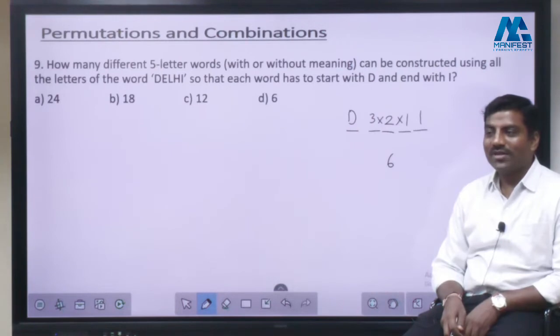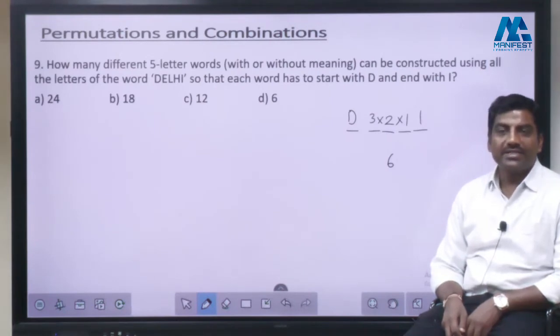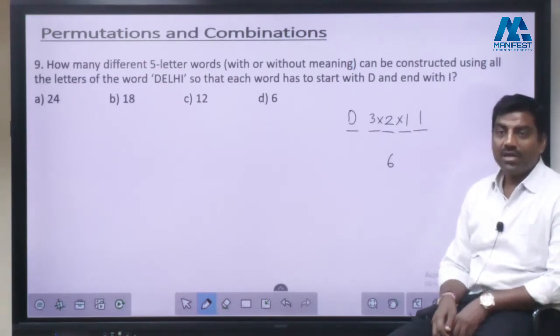Any confusion? Understood? Here we come across certain conditions. Condition can be anything. They will tell that L and H should be together. They will tell L and H should not be together. Like that, many conditions can be put.